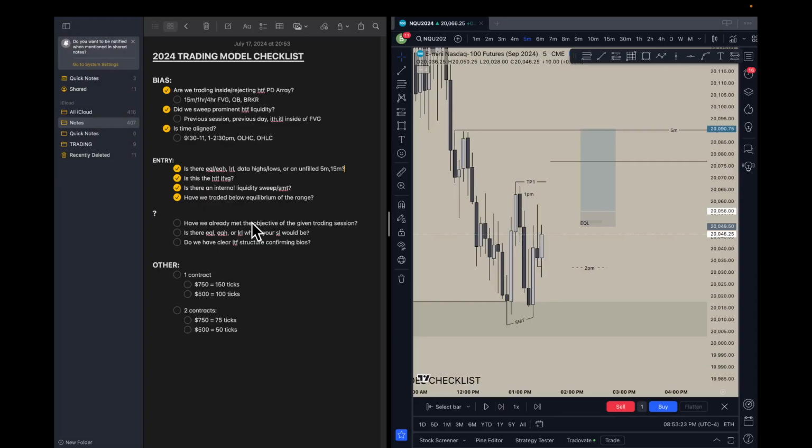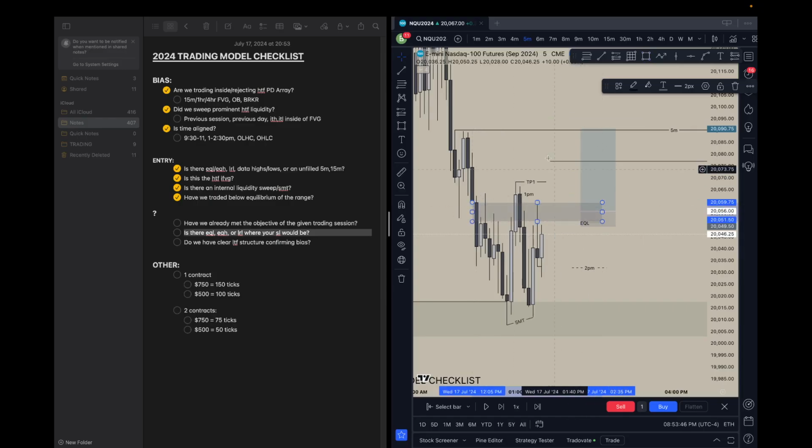Now, have we already met the objective of the given trading session? No. Is there equal lows, equal highs, or low resistance clearly where your stop loss would be? No, there isn't. All right. Let's protect the low. Do we have clear lower time frame structure confirming bias? I would say so, yes. We have the SMT. We have clear displacement through this. On the lower time frame, we got an inversion here.